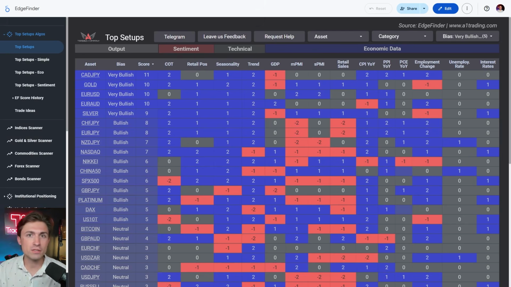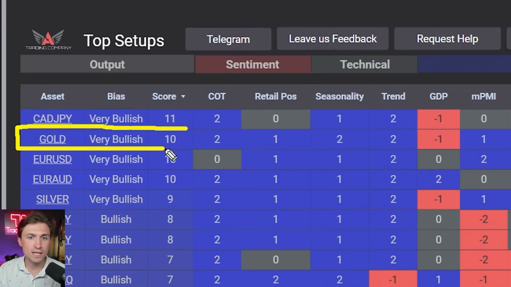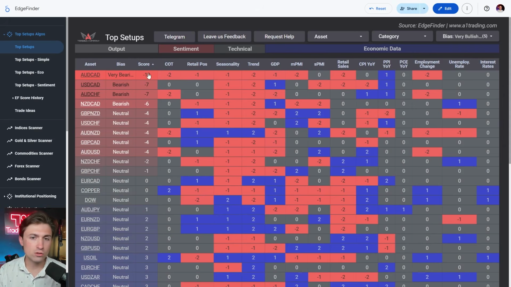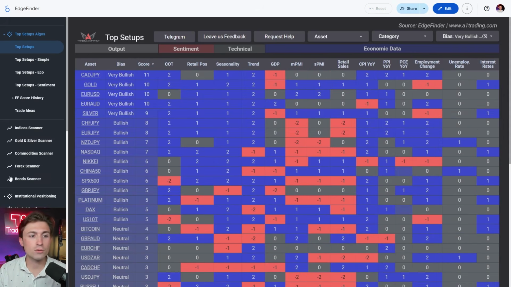Well, the best way I know how to express this is by showing you guys a couple examples. And I'm not going to just show you examples of trades that have worked really well. I'm going to show you trades that I am looking at right now. So the first one on this list is that we can see currently the EdgeFinder is getting a +10 score on gold. Now, the way our scoring algorithm works is that the higher the score, the more bullish the asset, or the lower the score, the more bearish the asset. And so going back to our gold scenario, what we're seeing here is gold is getting a very bullish +10 score. So what does that mean when it comes to actually using the EdgeFinder within your day-to-day trading?